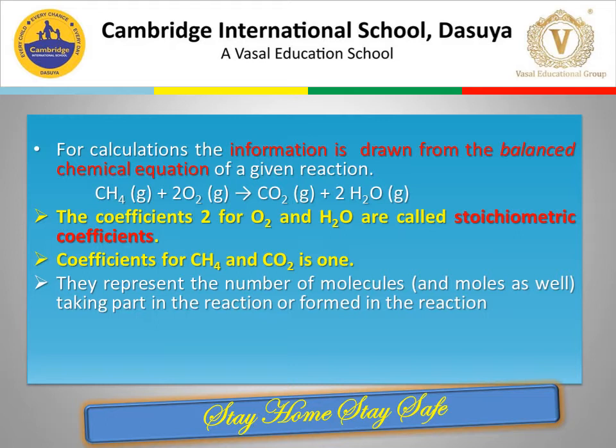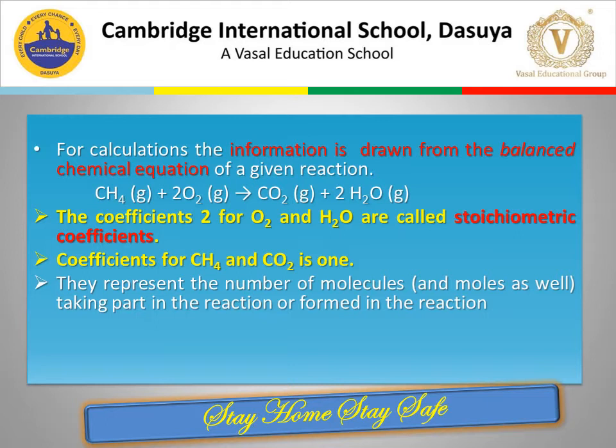Now here, these numbers which are in front of any of these chemical substances represent the numerical coefficient, and here we call it the stoichiometric coefficient. So we have got 2 in front of O2. Similarly, in H2O also we have got 2 in front of it. These are the stoichiometric coefficients of O2 and H2O. And in front of CH4 and CO2, the stoichiometric coefficient is 1.